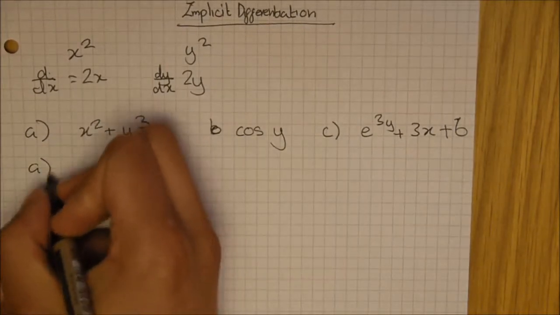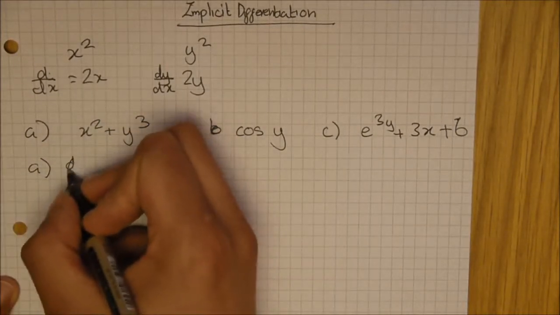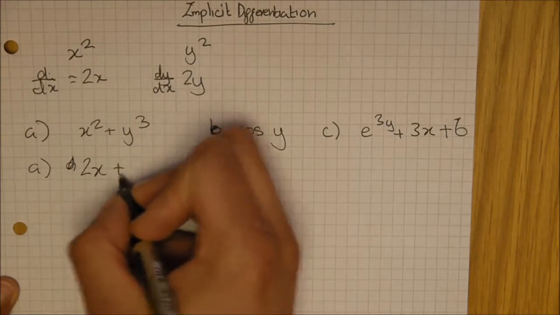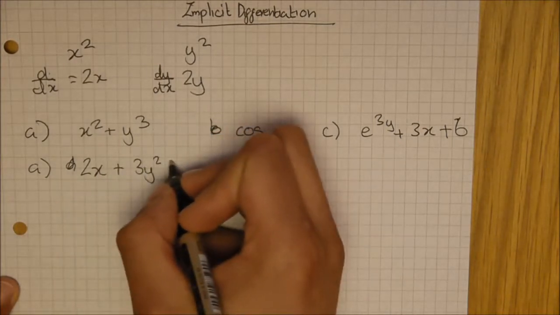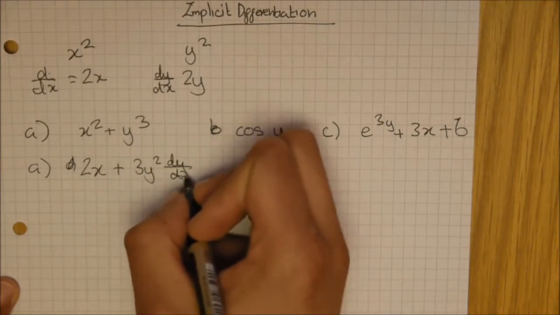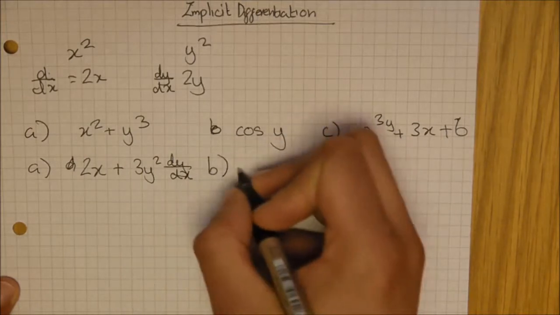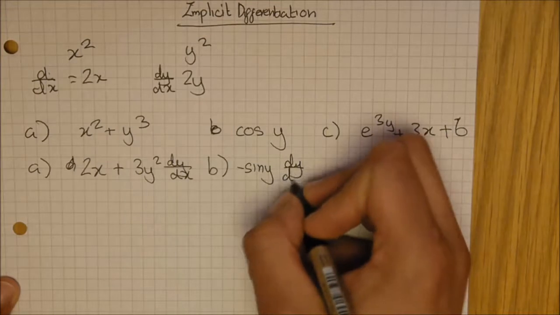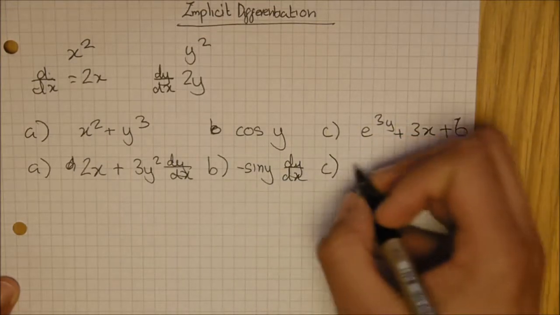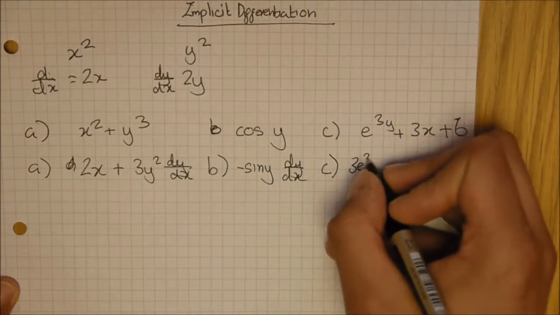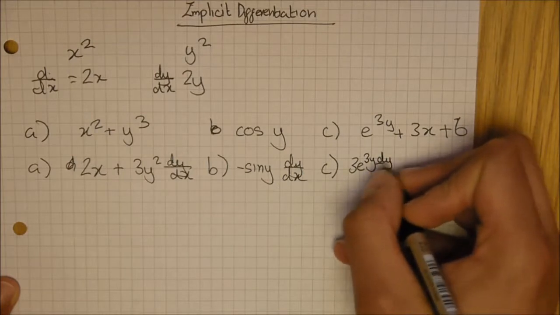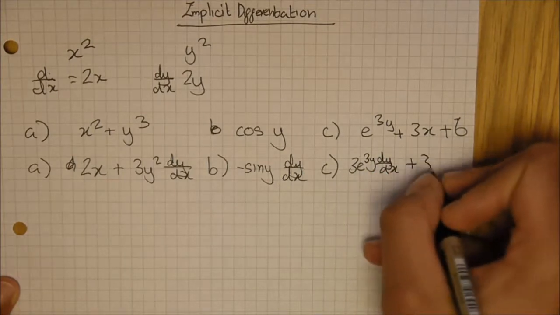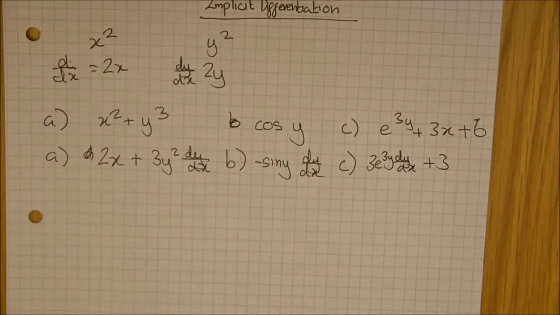Fine, A, quite simply, it's going to be 2x plus 3y squared dy/dx. B is going to be minus sine y dy/dx. C is going to be 3e to the 3y dy/dx plus 3. Do you get the idea?